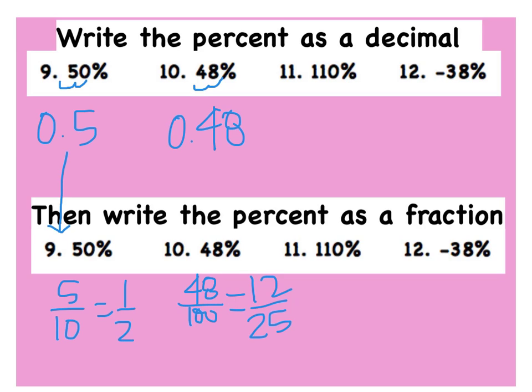Go ahead and pause now while you work on 11 and 12 on your own and start it up again when you're ready to check your answers. All right, number 11 is 1.1, which is 1 1/10 as a fraction. Number 12 is negative 0.38, which simplifies to negative 19/50ths.